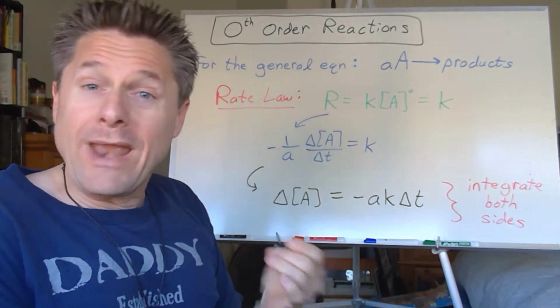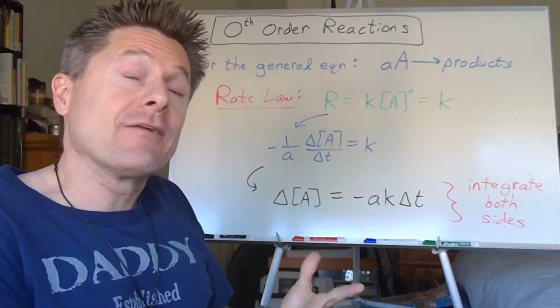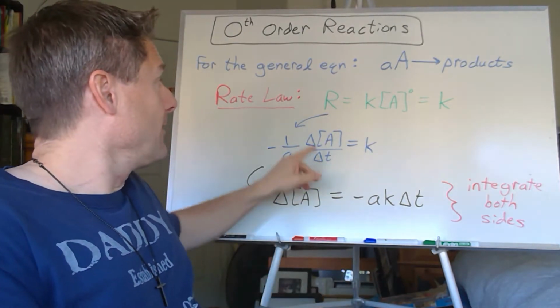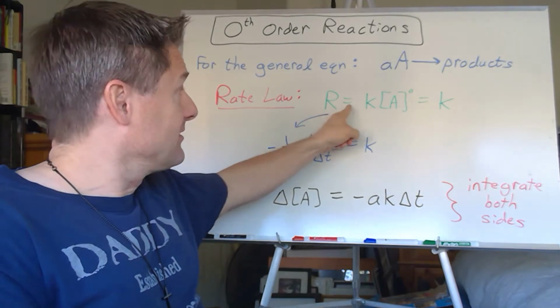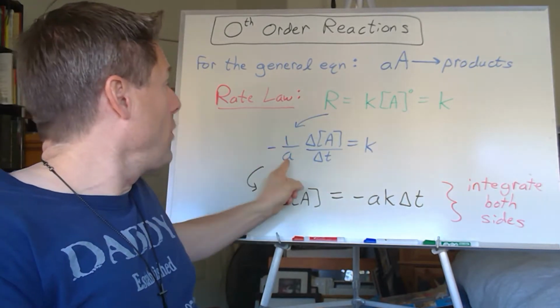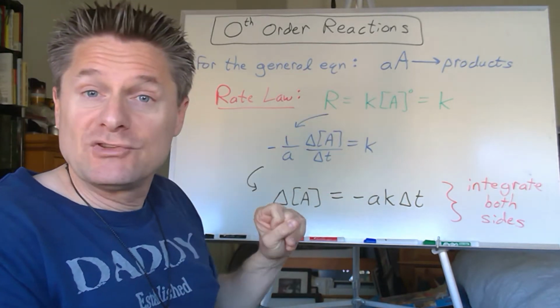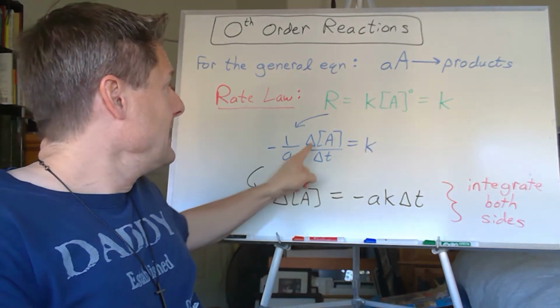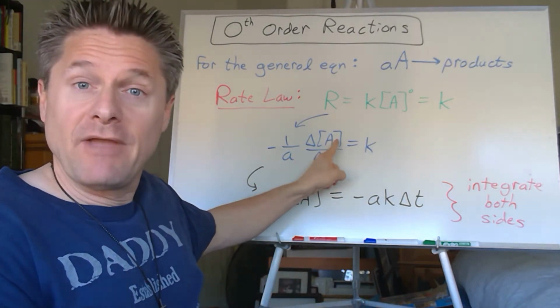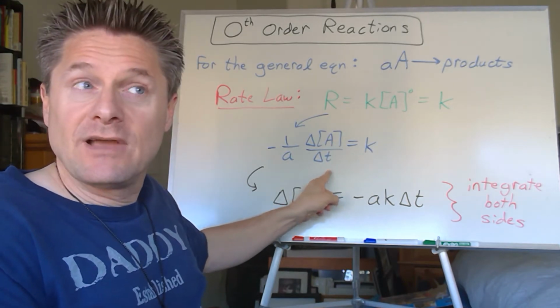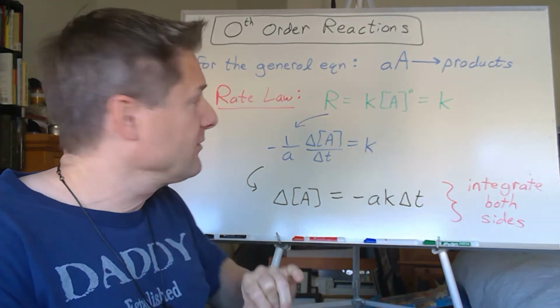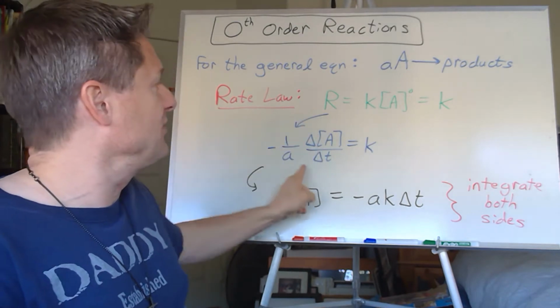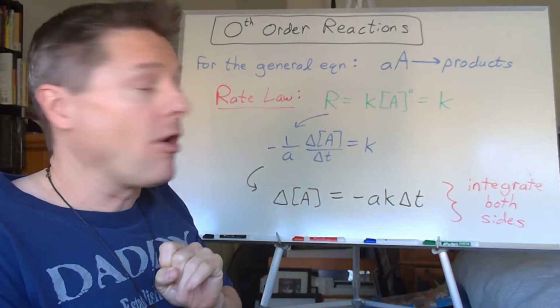Well, remember what rate is. We talked about that in the beginning of our kinetics journey here. It's negative because it's a reactant that's going down. 1 over the stoichiometric coefficient, which is a, which is usually going to be 1 in most scenarios, times the change in the concentration of A over the change in time, right? We saw this from the graphs we were doing, and that will equal k. So I'm just substituting that in for rate.